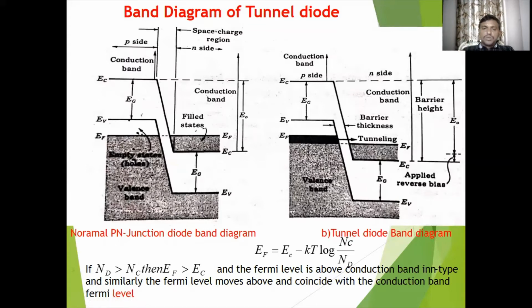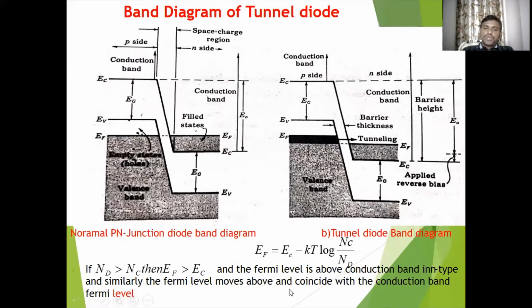For that condition, I am taking EF equal to EC minus KT log NC by ND. You all know that NC is the effective density of energy states, and ND is the donor atoms we add to form an n-type material.